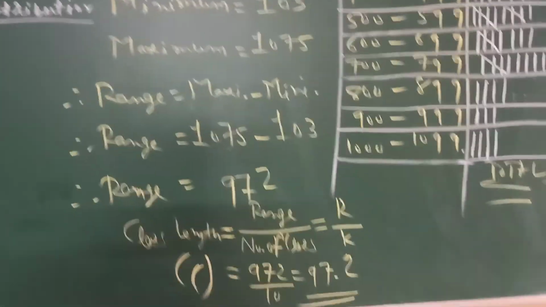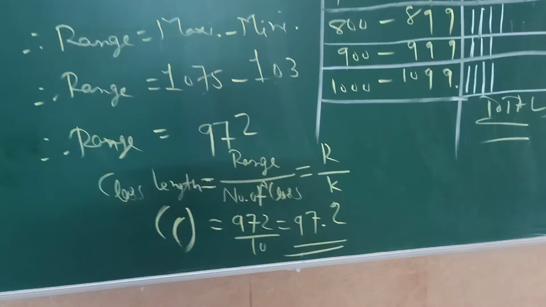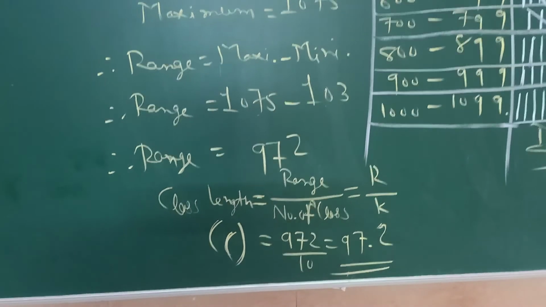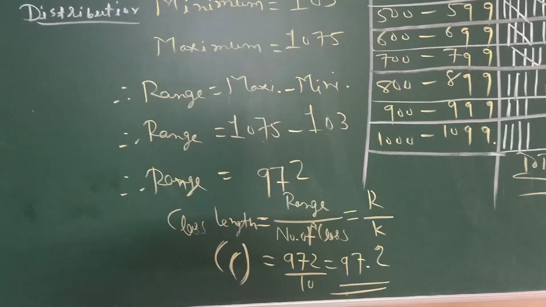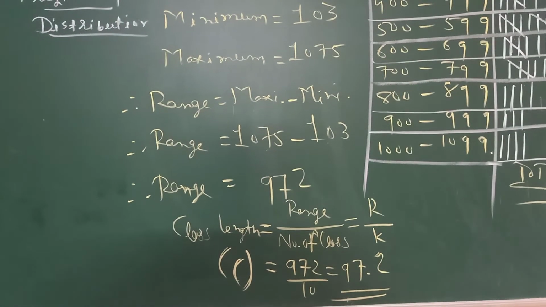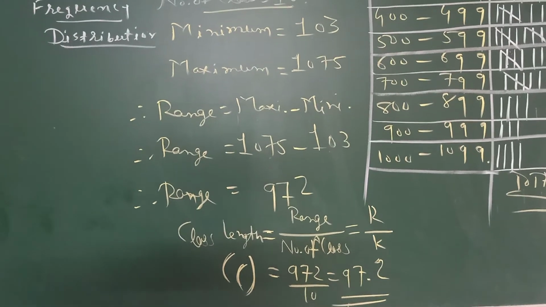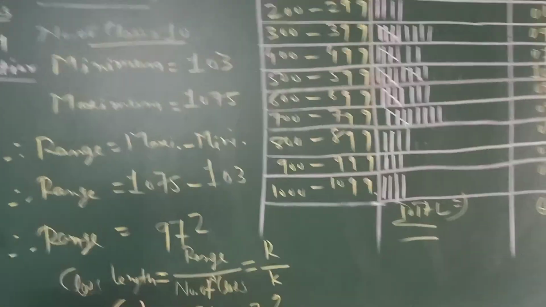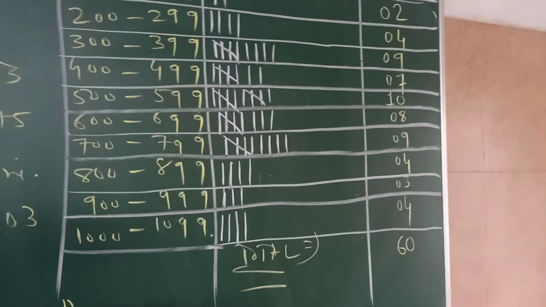We find the class length. The formula for class length is range upon number of classes. Range is R and number of classes is K. 972 upon 10 is 97.2. The class length is never a fraction, it must be an integer. So we decide 100 as a class interval.